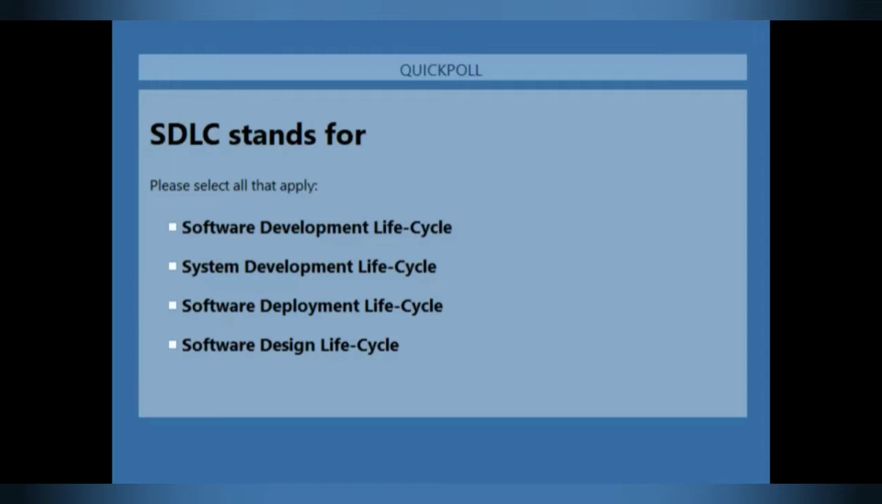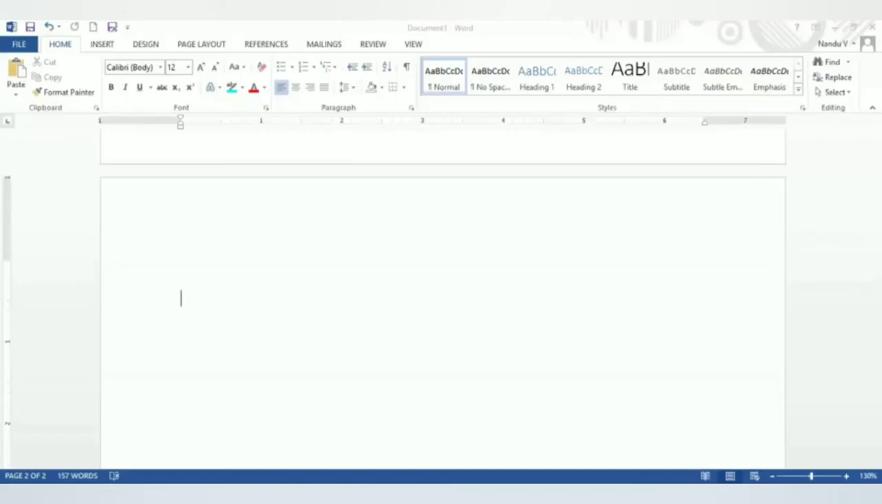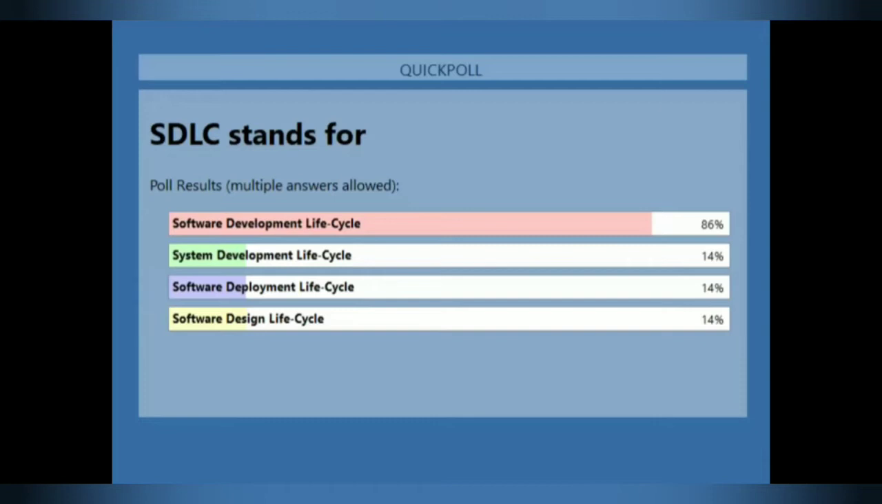Okay, 5 more seconds. I'll close this. One person did not vote. Okay, that's okay. I'm closing the poll and sharing it.